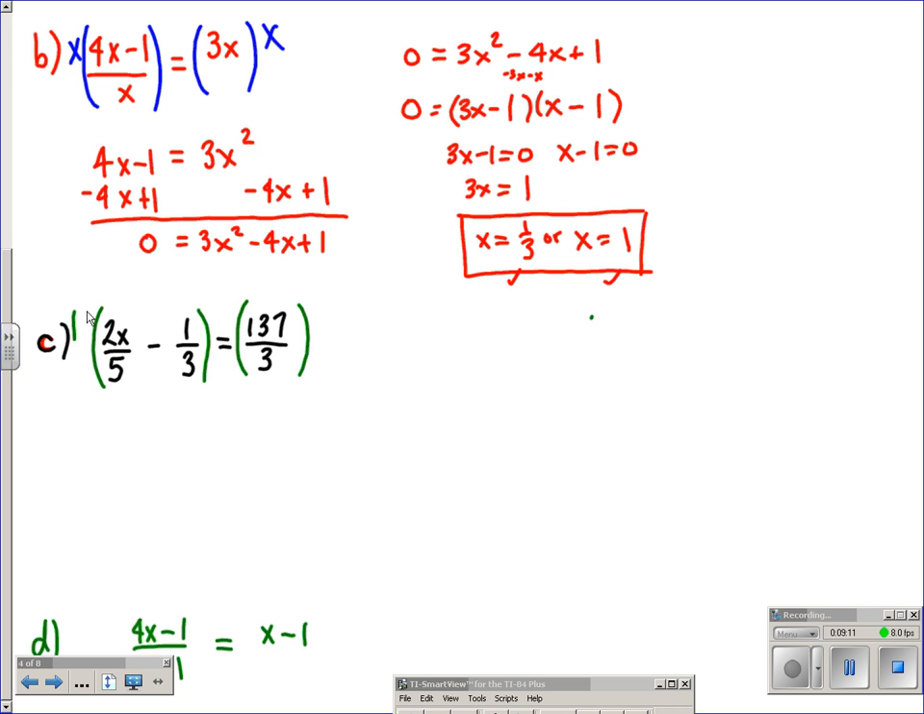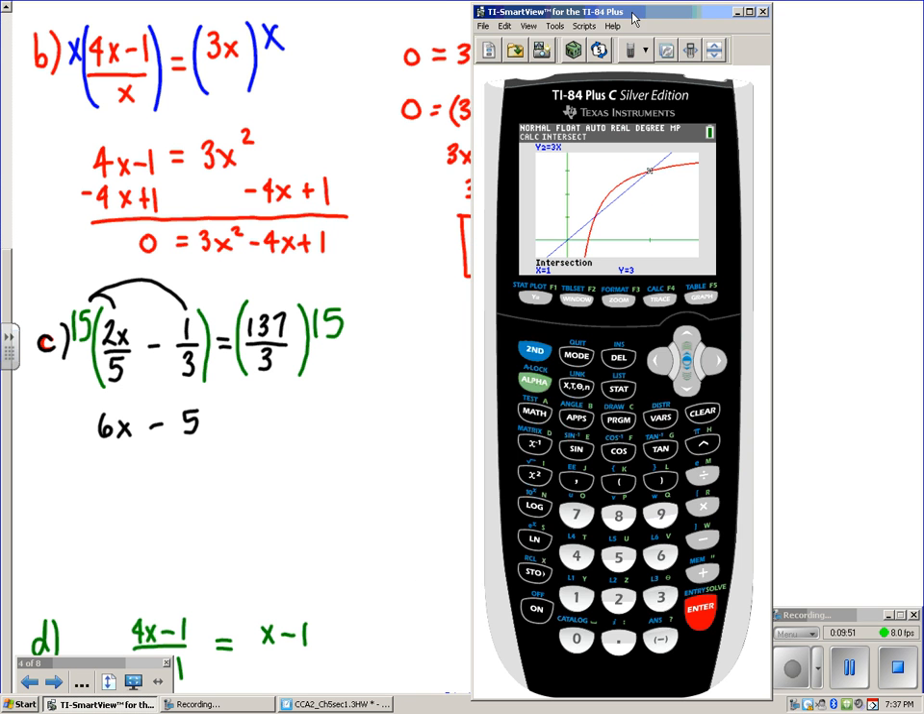Let's multiply both sides of the equation by 15. 15 times 2x is 30x, divided by 5 would be 6x. And then 15 times negative 1/3 would be minus 5. 15 times 137 divided by 3, well, 15 divided by 3, first of all, would be 5, so it's like 5 times 137. If you want to pull out the calculator just to be safe and sure, that's fine. Go ahead and do that.